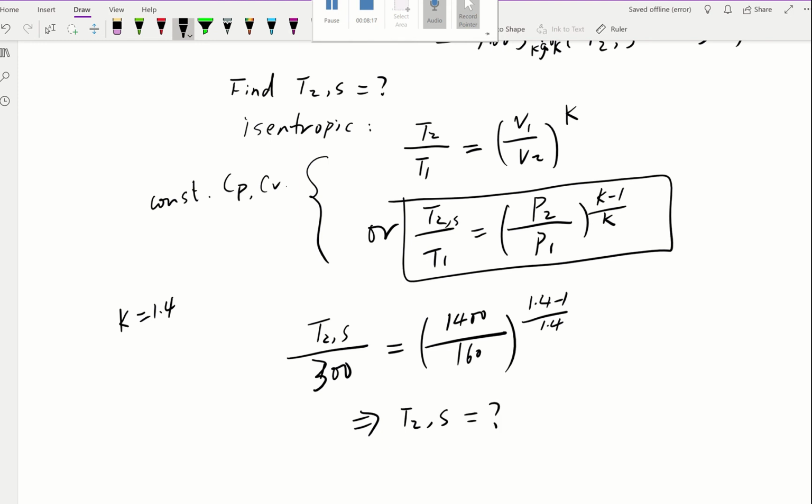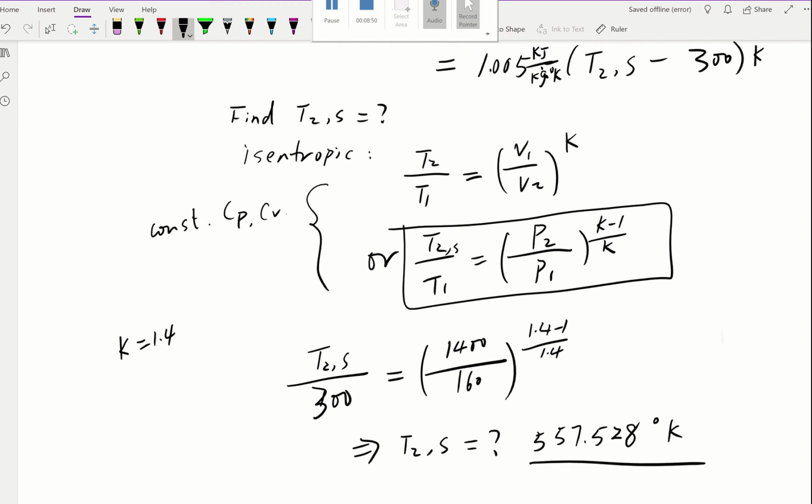All right, so let's go ahead and solve that one. 1400 over 160. And then the exponent, we're going to have 0.4 divided by 1.4. All right, then we're going to times 300 Kelvin. So my final temperature T2S is 557.528. That's going to be in unit of Kelvin.